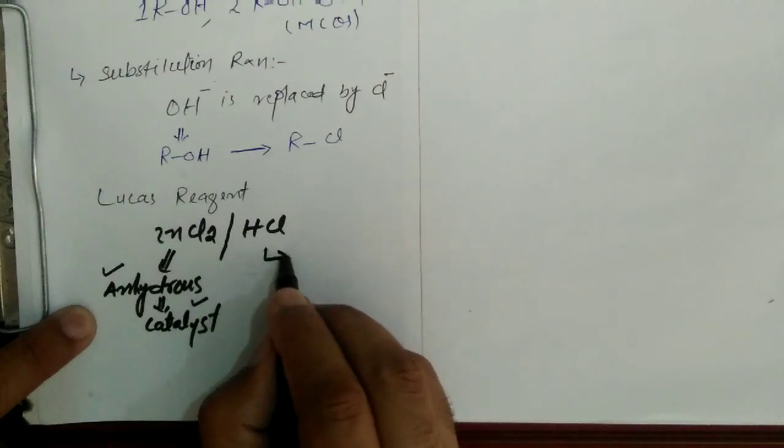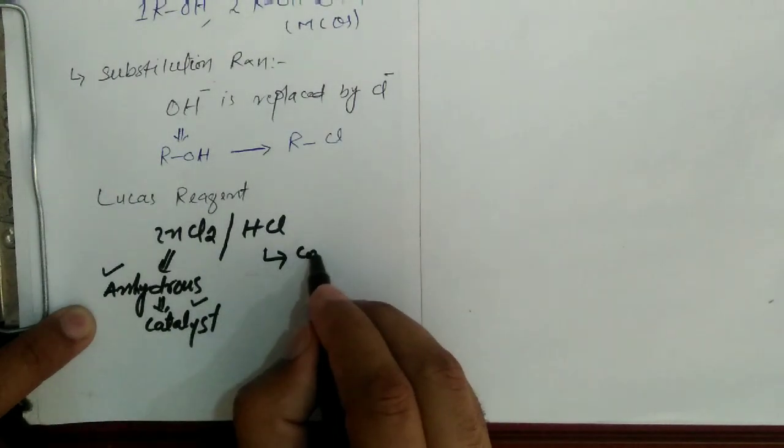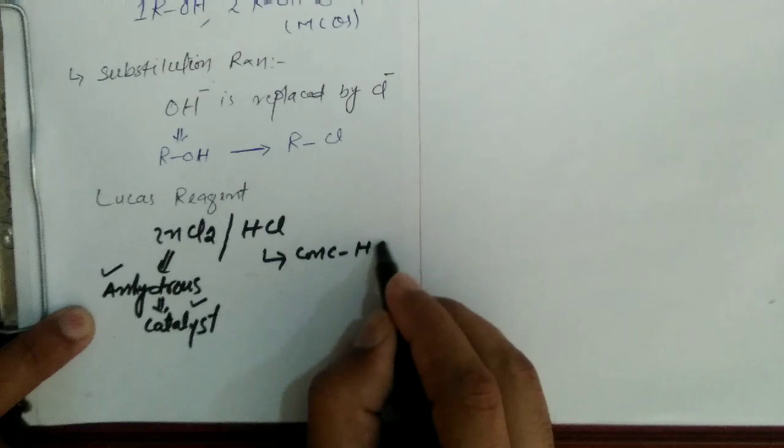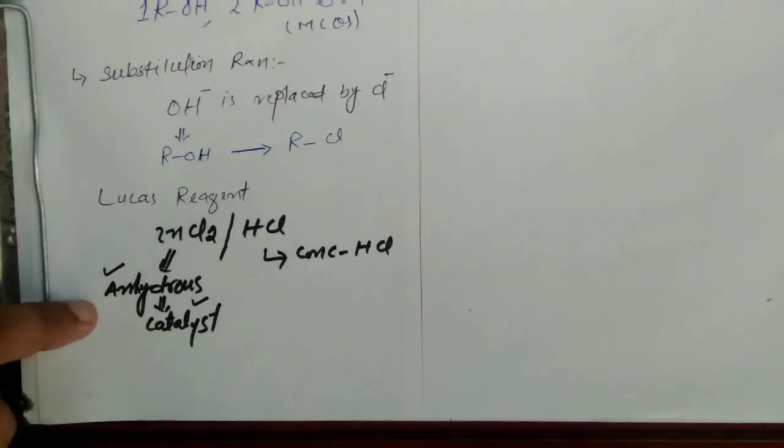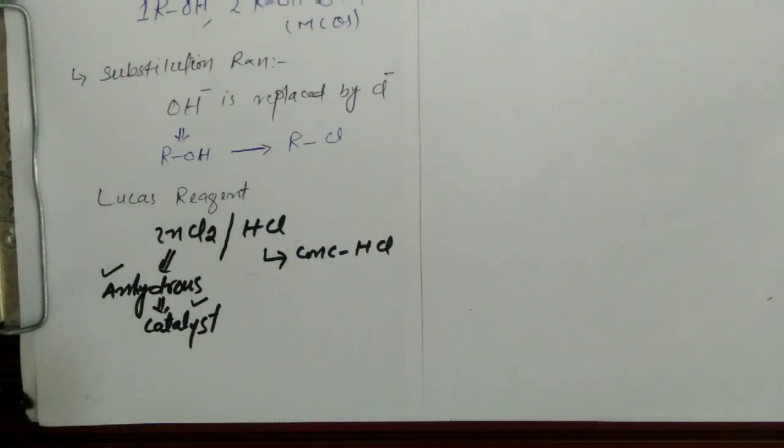And we use concentrated HCl. Remember, this is also an MCQ. They may ask, the HCl that we use is concentrated, dilute, very dilute, or very concentrated. So we use a concentrated HCl.